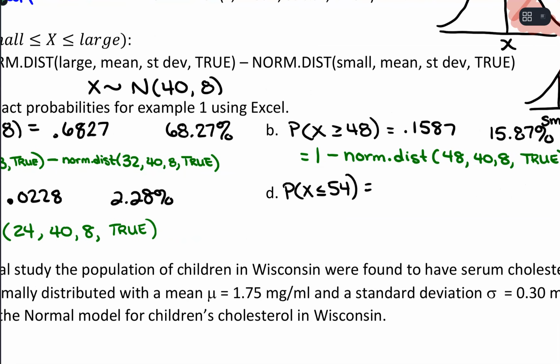Part D, probability of X is less than or equal to 54. So same scenario, we're shading to the left-hand side. And with that, we'll just type in equals norm.dist.